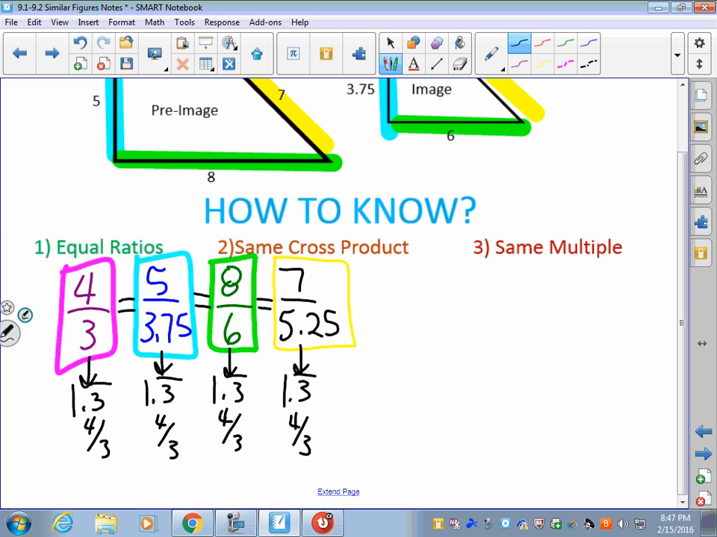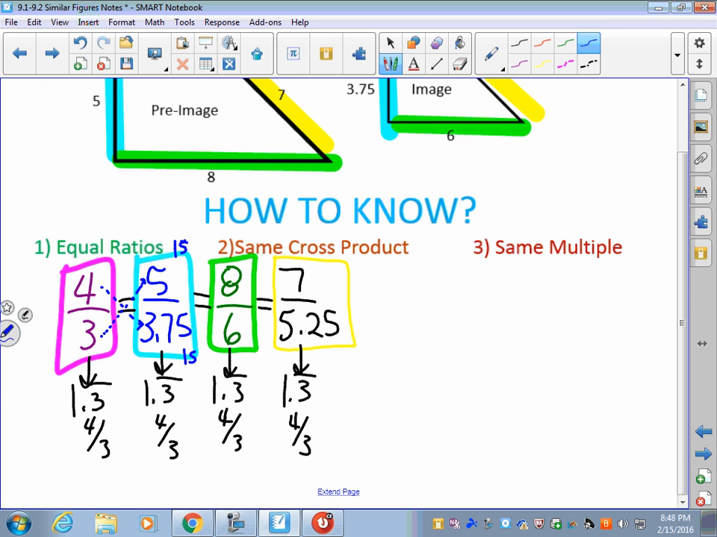Okay. Now the other way you can do it is check the cross products. All right. So in checking the cross products, you just cross multiply, and we're going to talk about parts of proportions. But I know you're familiar with this. But basically, we're just going to go 3 times 5. I'm just going to write it above. So that would be 15. And then when I do 4 times 3.75, that is also 15.